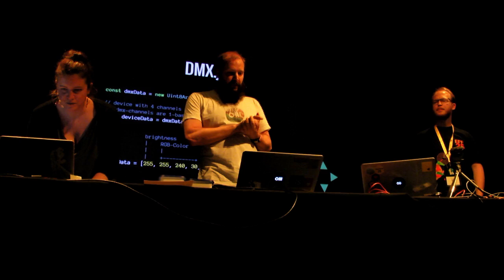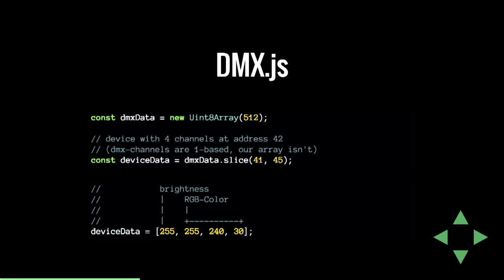However, if we look at something like this, this is basically DMX translated to JavaScript. So I have an unsigned int array with 512 bytes, and this device data would be a slice of that array that the device sees. In this case, starting at address 42, obviously.